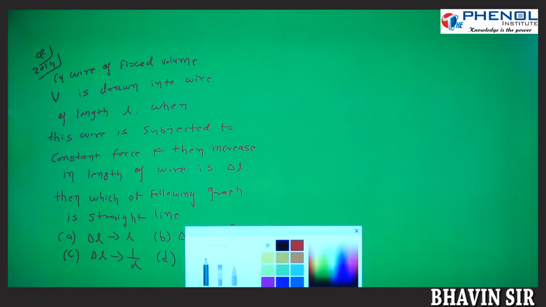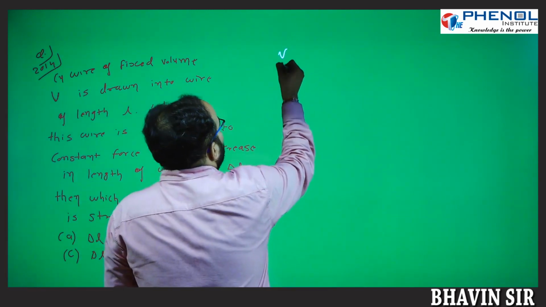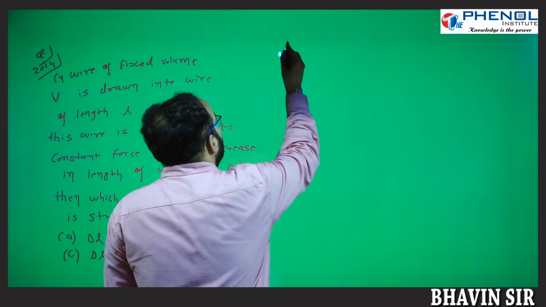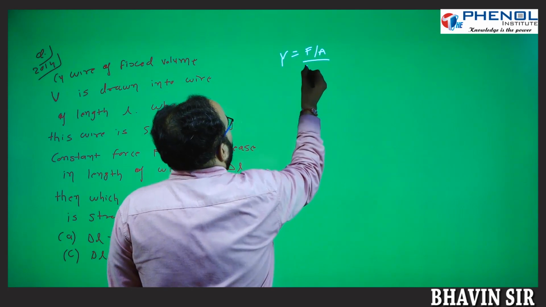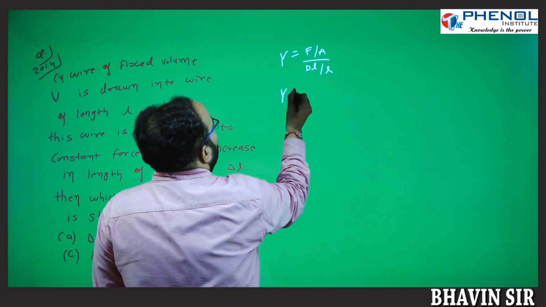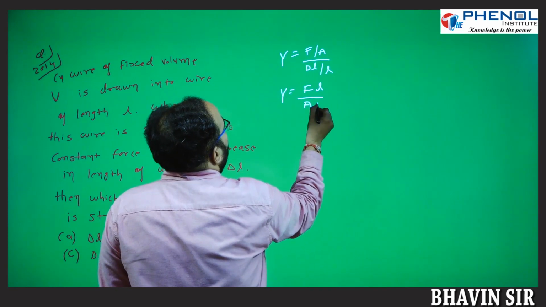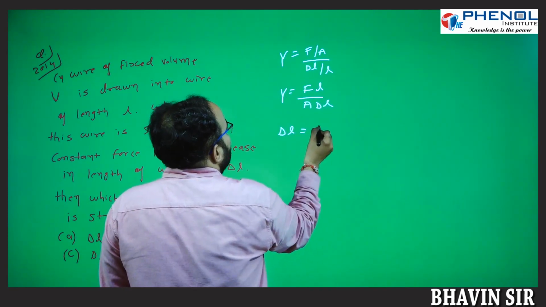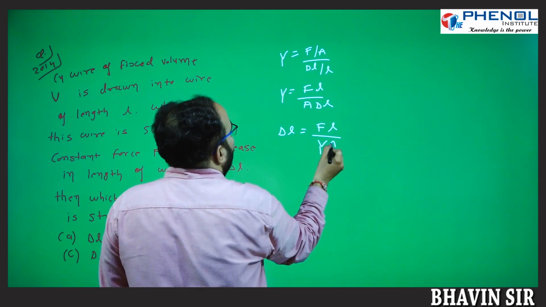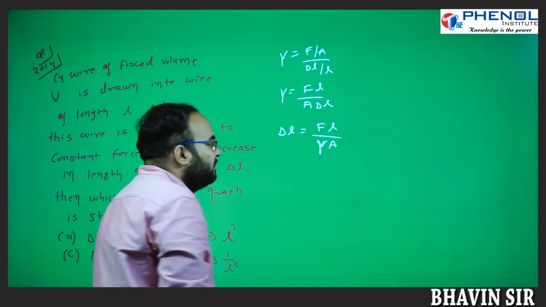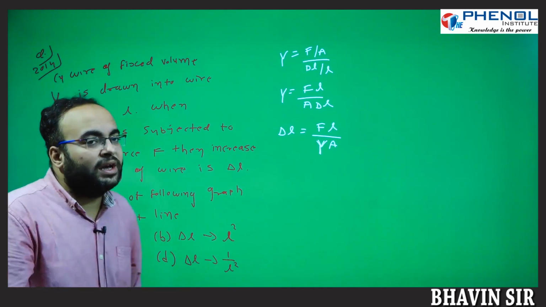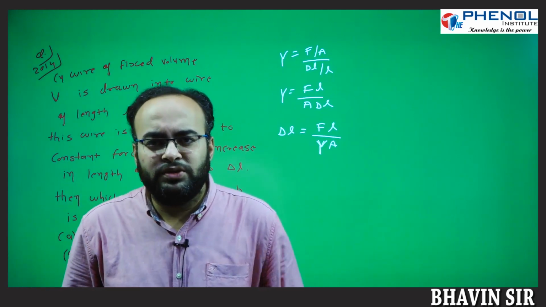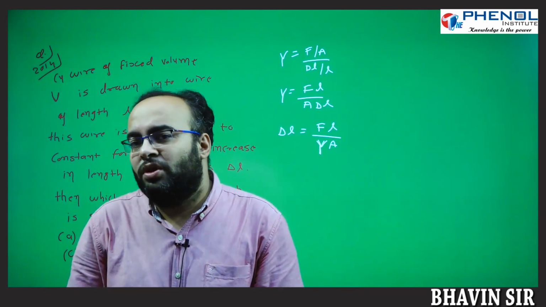So a copper wire of fixed volume V is drawn into a wire of length L. So volume is fixed. So see students, here length is increased, so we use Young modulus. So what is the formula? F by A over delta L by L, so FL upon A delta L. Now take delta L as the subject, so delta L equals FL upon YA. Chalo, now students, we want to find the relation between delta L and L. So I think they would like that delta L is proportional to L, so the graph is a straight line, but this is not true, students.